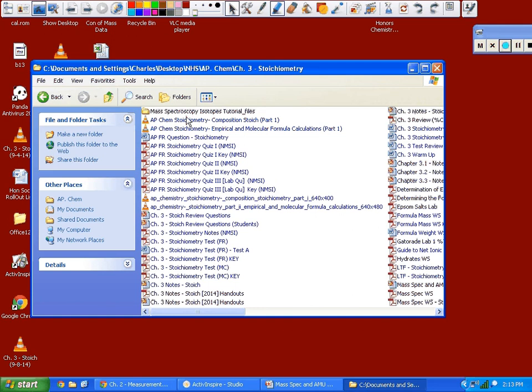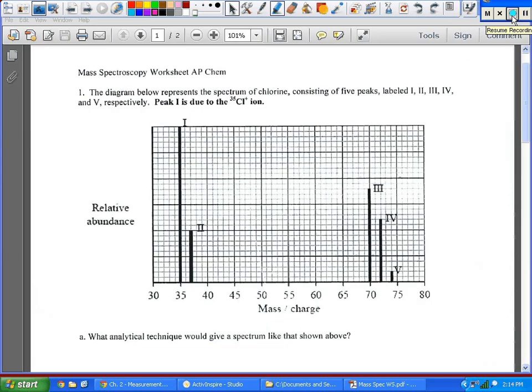Let's look at this. All right. Now, I'm going to be honest with you. Once we're done with this, mass specs should be very simple to you. Here's the most important thing. You're going to see this on your test. The test is Thursday. You're going to see this on your test. So I would pay attention to this.